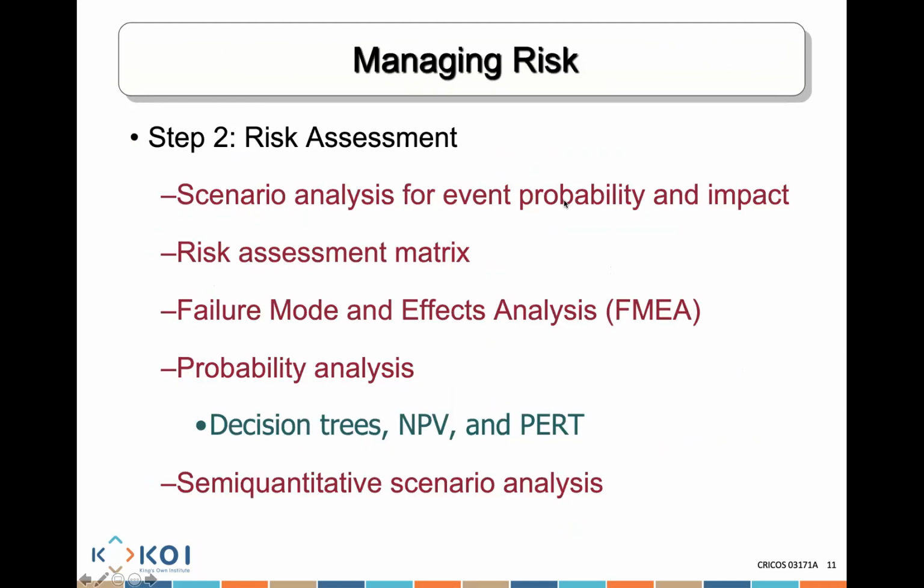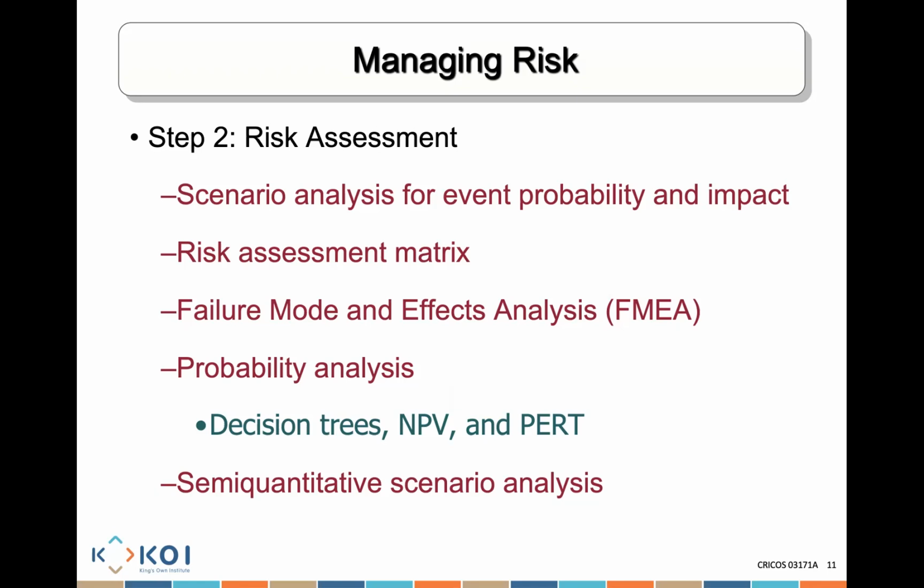If we look at stage number 2, we talk about risk assessment. Let's assess all of these risks. How do we assess them? Well, let's make a scenario analysis, for an event, probability and impact. Let's have risk assessment metrics. Let's look at things like failure mode and effect analysis, which is a way to make various calculations to deal with a particular problem. Let's look at probability analysis. All of these are tools we can use to assess our risks and try to deal with them.